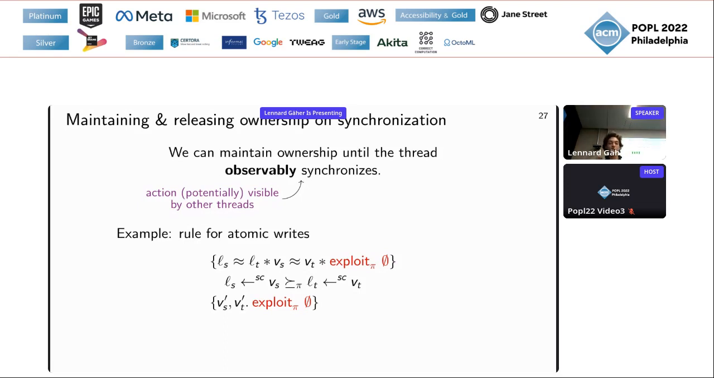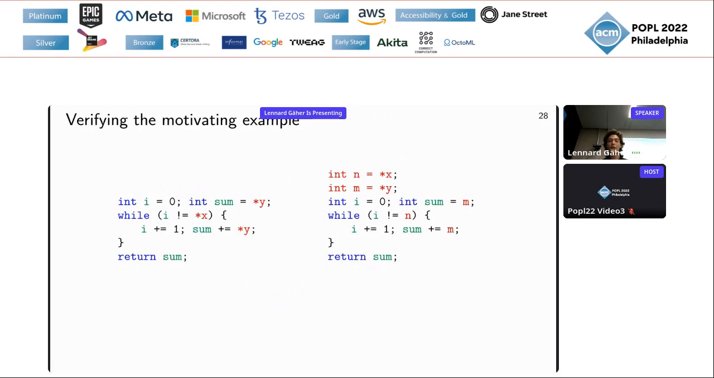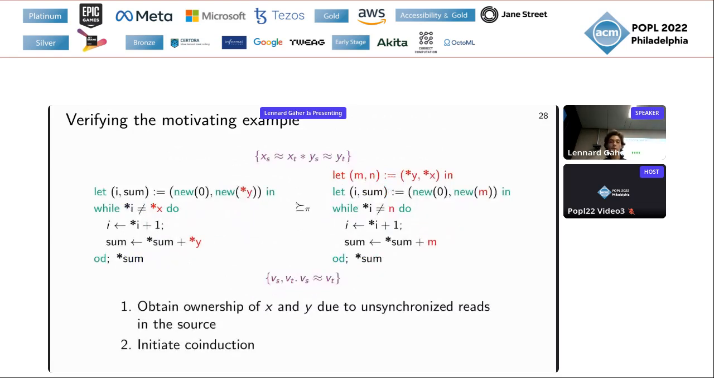And with that, we actually have all the ingredients in hand to verify a translation of the motivating example into our language. We first obtain ownership of x and y, partial ownership, since unsynchronized reads from them are reachable. And then we initiate coinduction for the loops using the ownership we just obtained for the coinduction hypothesis. And with that, the rest of the verification is essentially straightforward, using the ownership we have just obtained. And finally, we return the ownership after the loop.